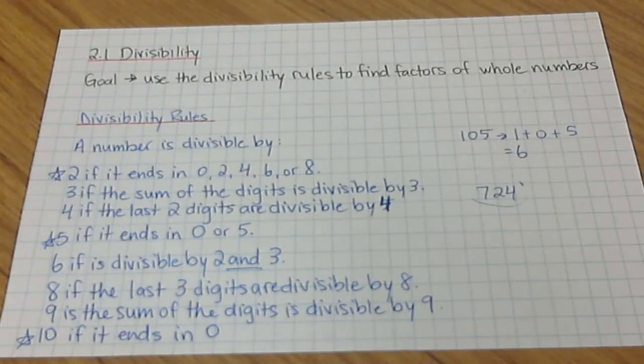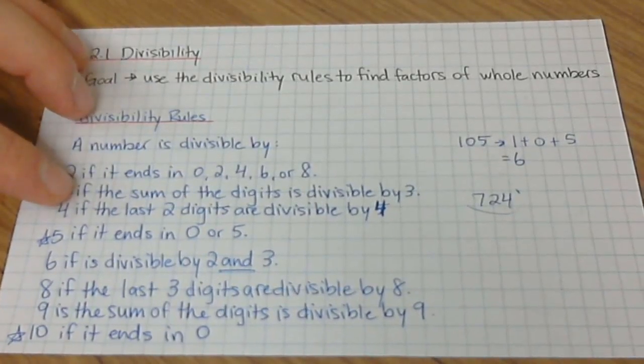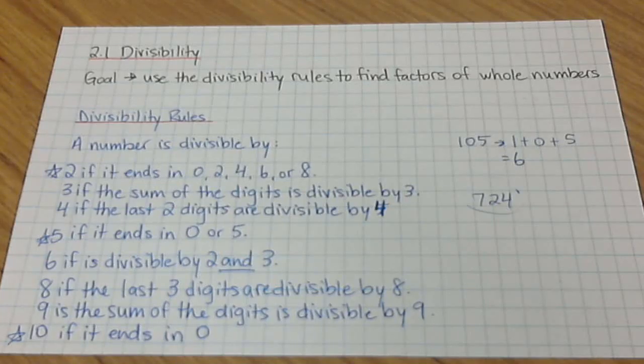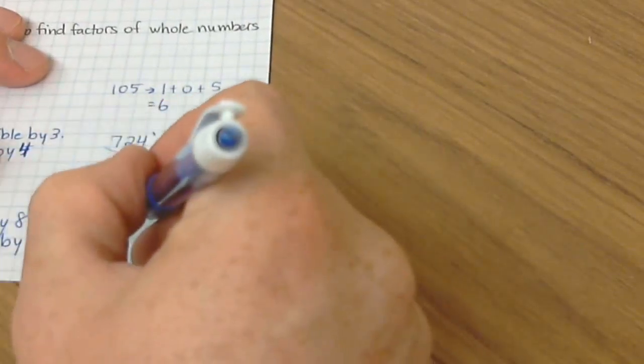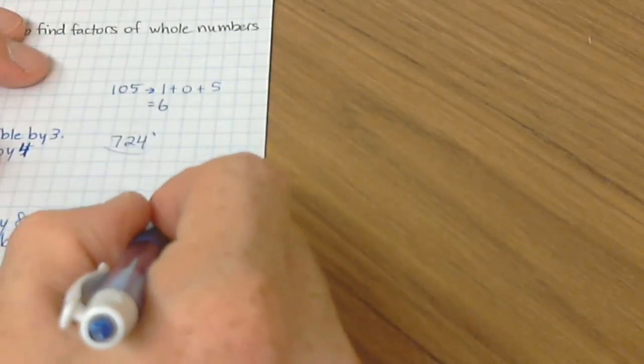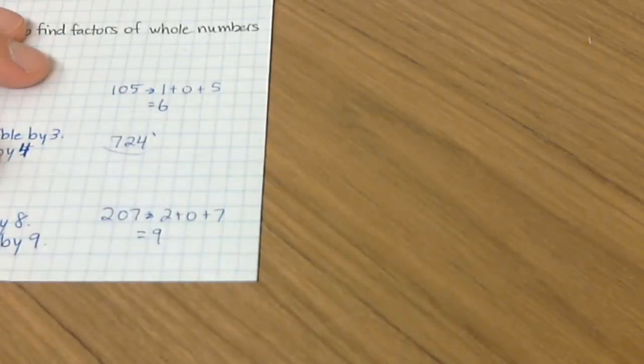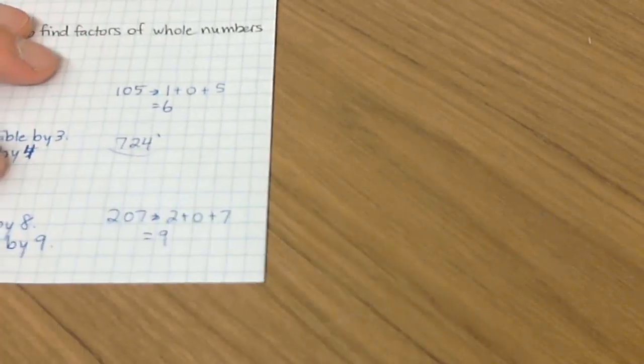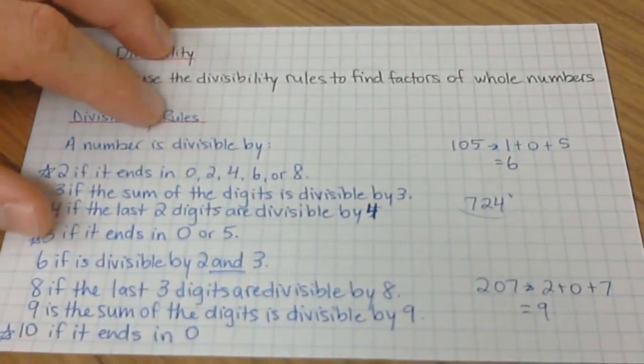For a number to be divisible by 8, the last 3 digits in the number must be divisible by 8. A bit of an odder type of rule. And then if a number is going to be divisible by 9, it's the same rule as 3, except that when you add up the digits, it has to be a multiple of 9. So you could say something like 207, because 2 plus 0 plus 7 equals 9. So I know that because it equals a multiple of 9, it is going to be divisible by 9.